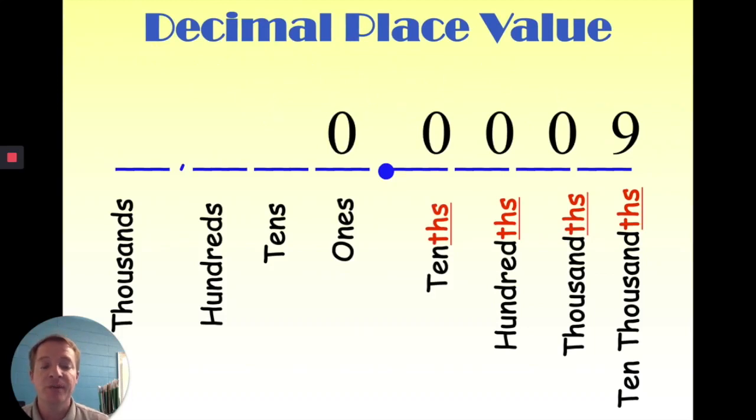Let's look at this one. I don't have any tenths or hundredths or thousandths. So in this case, those are just going to be placeholders. They're not going to have any value whatsoever. But if I go to the end, I'm in my ten-thousandths place. What number is in there? A 9. So I'm going to say I have 9 ten-thousandths.